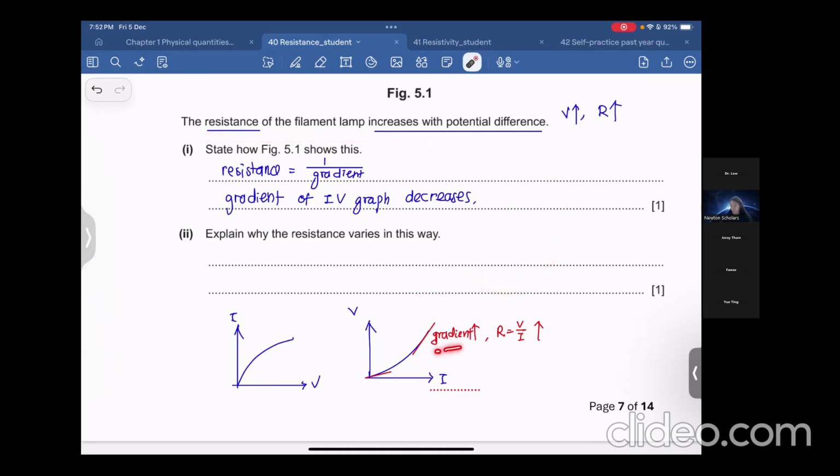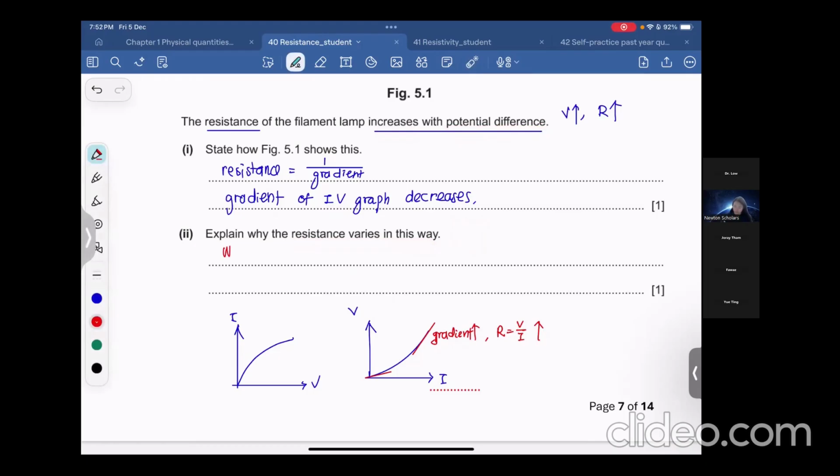Because the gradient is V over I, which is actually the resistance. The gradient of the VI graph increases. Next, explain why the resistance changes in this way. Why will the resistance increase? Explain why. They say that when the potential difference increases, the resistance increases.